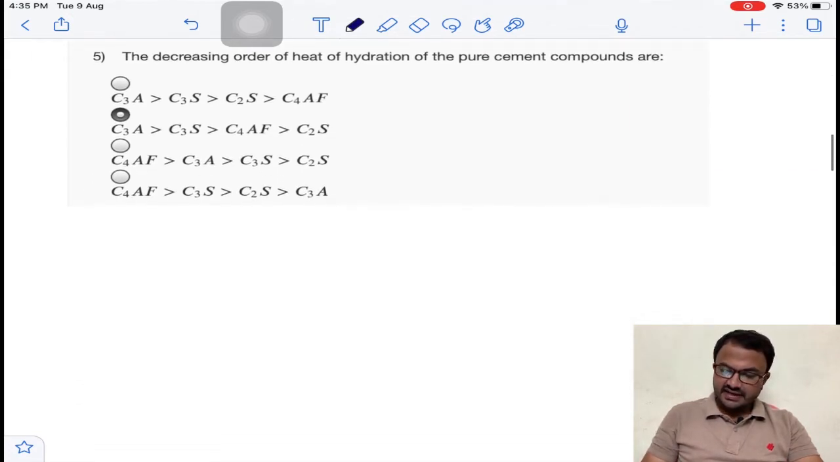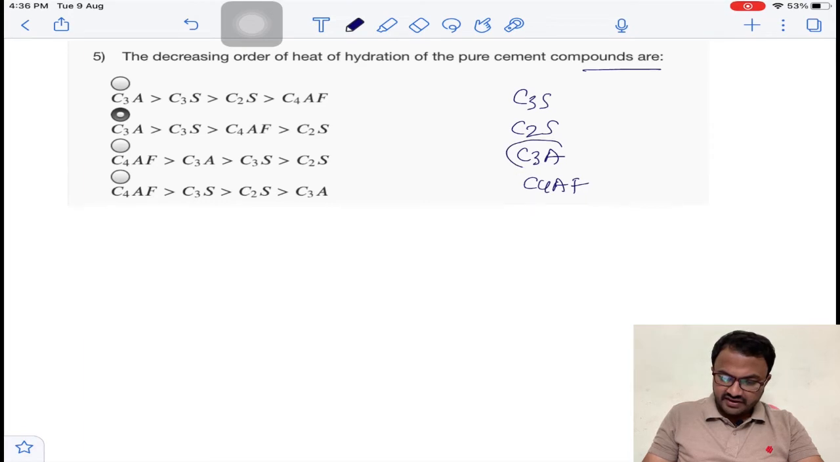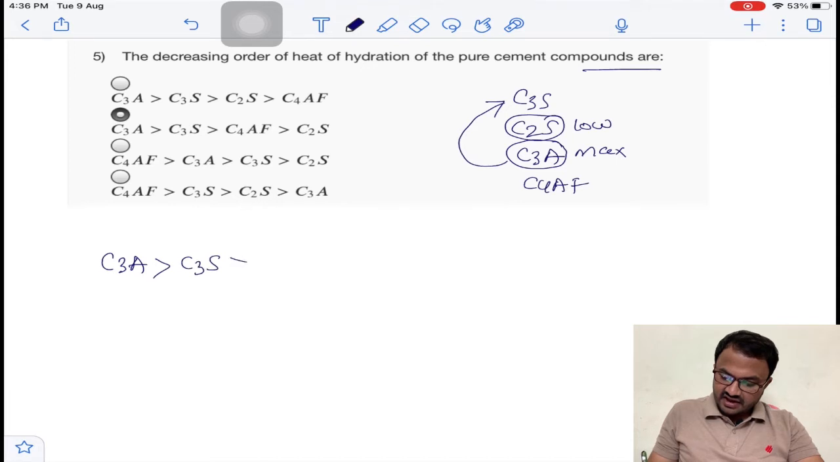Next question. The decreasing order of heat of hydration of pure cement compounds. Obviously, in cement there are 4 Bogue compounds: C3S, C2S, C3A and C4AF. Out of these 4 compounds, C3A will produce the maximum heat of hydration. After that it is C3S, after that C4AF, and after that C2S. C2S has low heat of hydration.